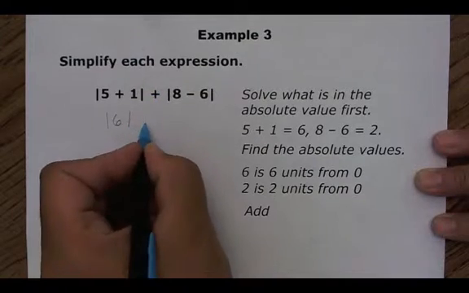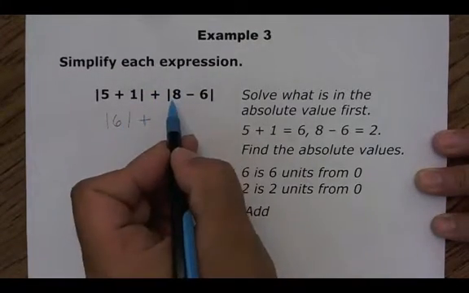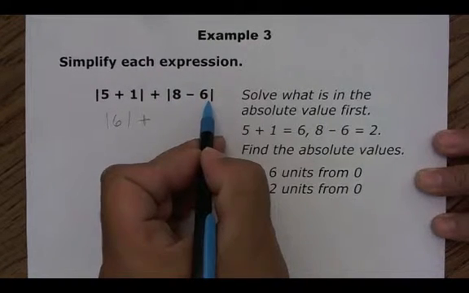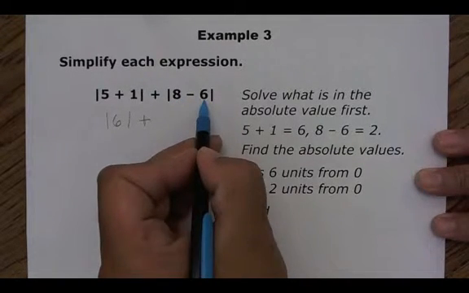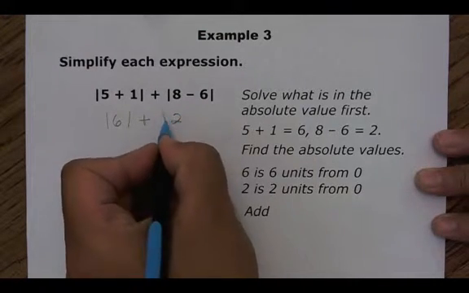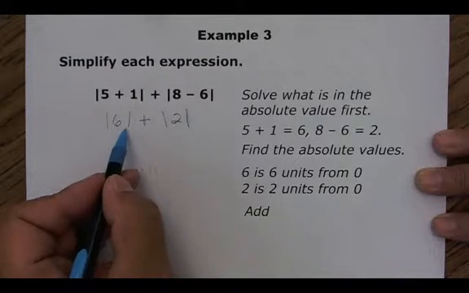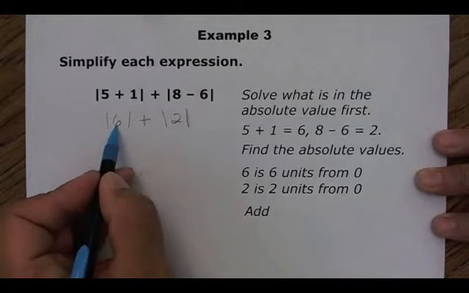We're going to bring down our plus sign, and then we're going to do the second part, which is the absolute value of 8 minus 6. And 8 minus 6 we have to do first, which is 2. So we get the absolute value of 2. So now we have to do the absolute value. So how far is 6 from 0?